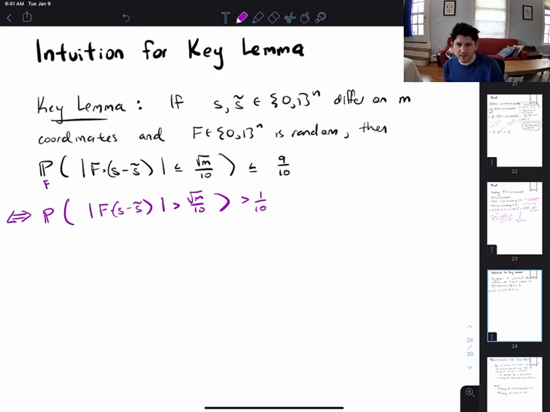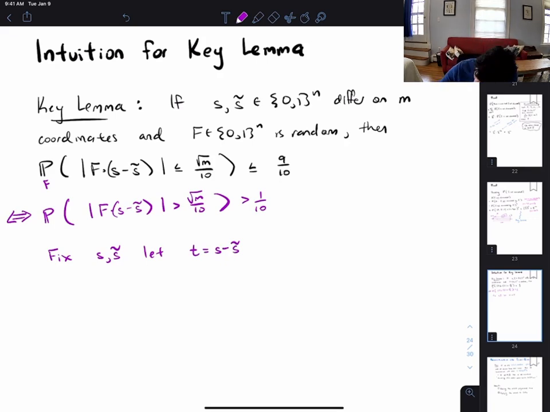Okay, and these constants are also a little bit made up and are probably not optimal, but for the theorem as I stated it, it's enough to just show that the difference is on the order of square root m with any constant probability. You can definitely make these constants stronger if you work at it a little bit. So let me give you the intuition. Let's fix s and s tilde and let t be s minus s tilde.